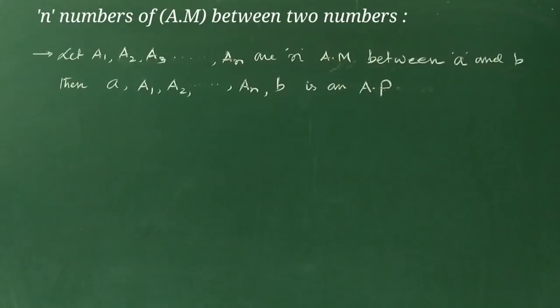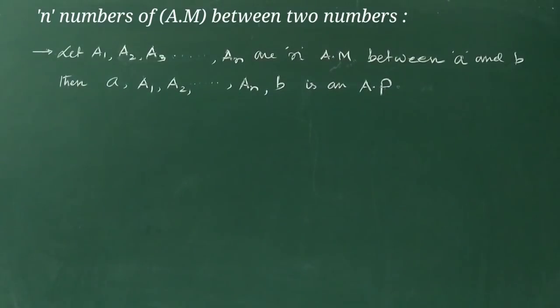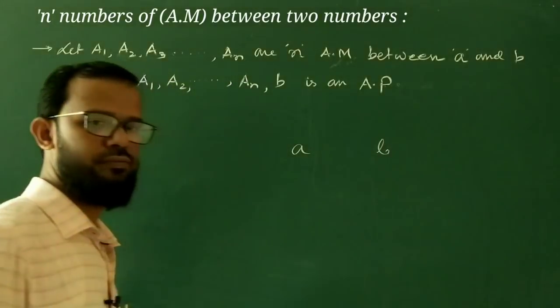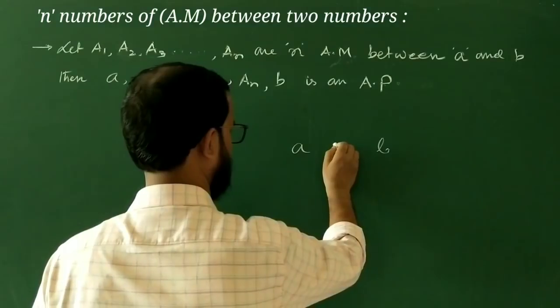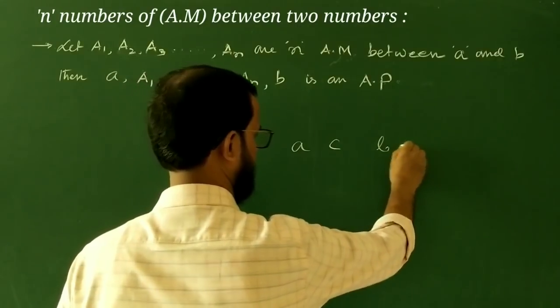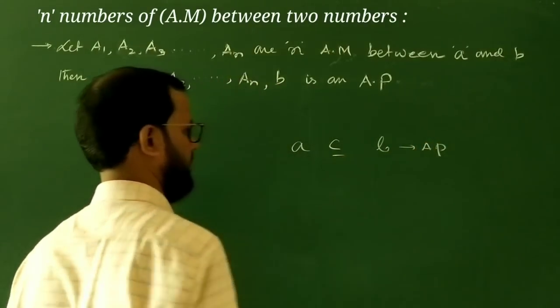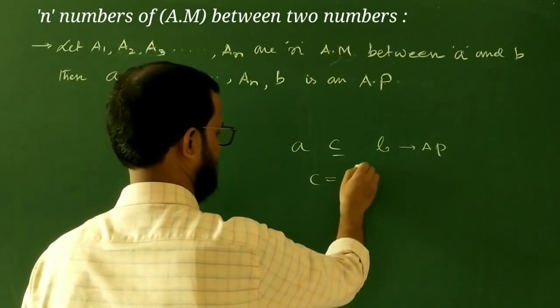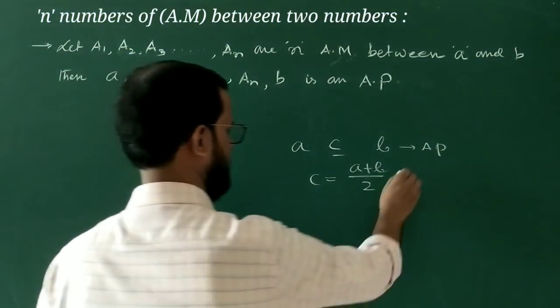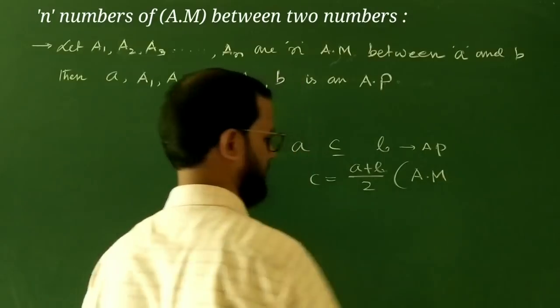Now we are going to find the arithmetic mean between two numbers, more than one. More than one arithmetic mean between two numbers. So earlier we found, suppose A and B are two numbers and C is a number between A and B such that A, C, B are in AP. Then C equals A plus B divided by 2, which is called the arithmetic mean between two numbers. This is one arithmetic mean.